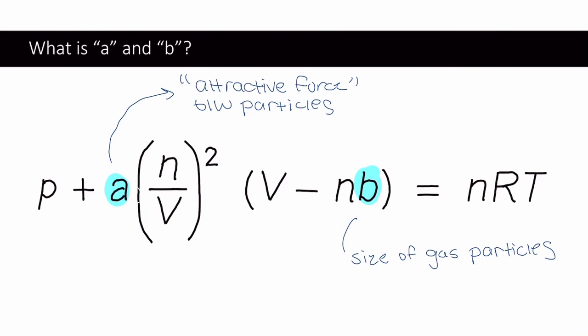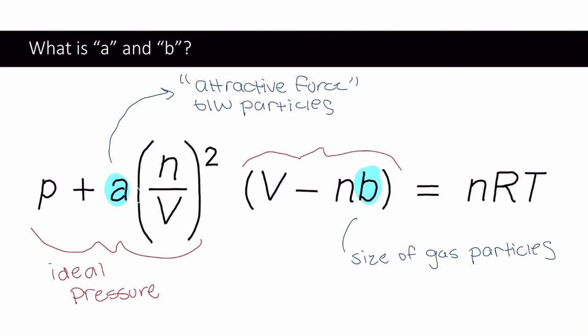So A is going to be added to pressure. This is going to make the ideal pressure for the equation. This is then going to be multiplied by the ideal volume. And may I state before we move on that now with B being the size of the actual gas particles, it is not dependent on the volume of the container, such as the ideal gas equation is.